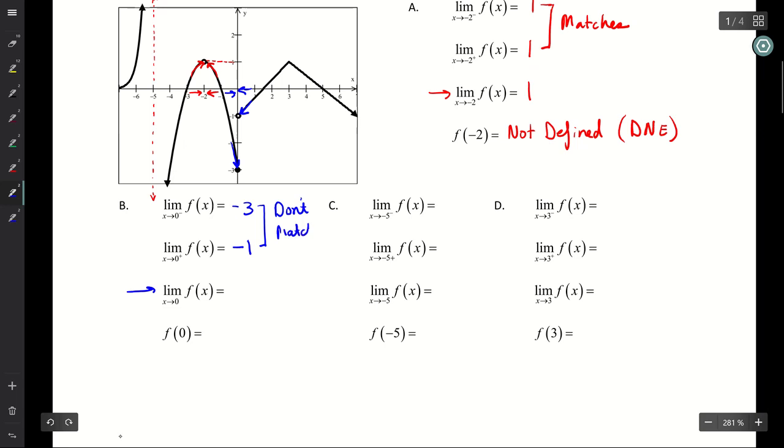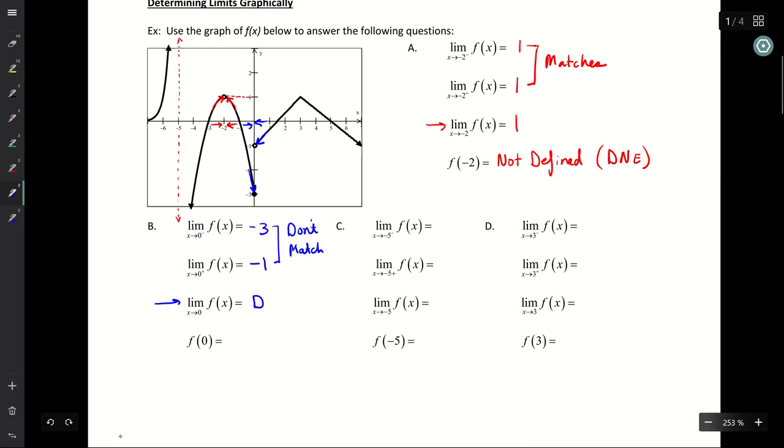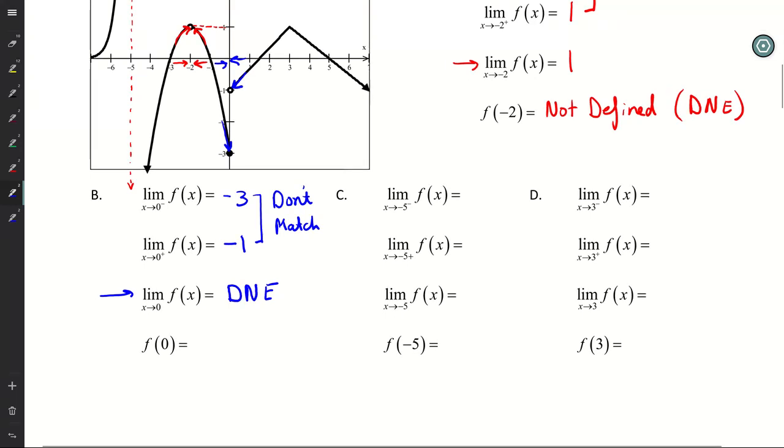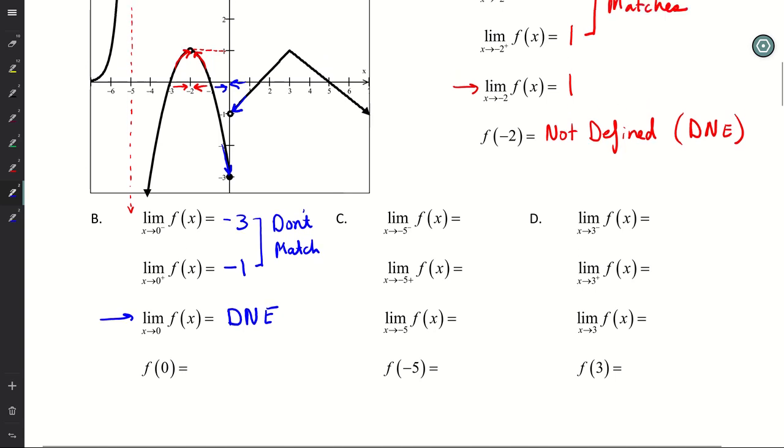You basically have a break in your graph. And because they don't match, this here does not exist. Now, remember we said the existence or non-existence of the actual function value at the number doesn't make a difference. Notice here, f of 0, they're asking us for the function value, specifically at 0. If you plug 0 in, notice this is the point that's closed in, so f of 0 is -3. It doesn't make a difference that the function value at 0 is -3. Notice that our overall limit didn't exist.